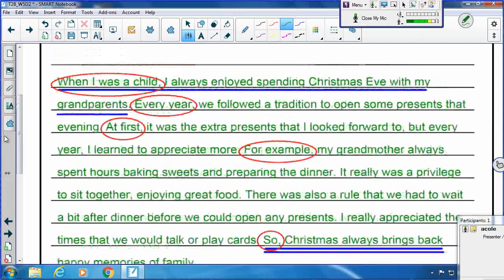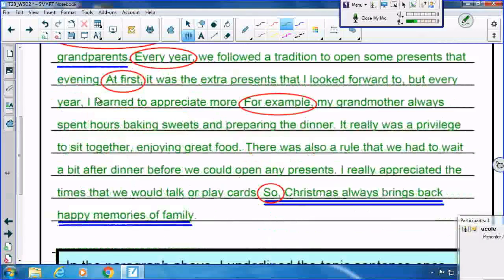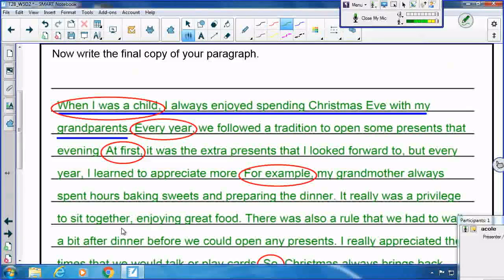I've underlined the topic sentence once, the very first sentence, right? When I was a child, I always enjoyed spending Christmas Eve with my family, with my grandparents. And I've underlined the very last sentence, the concluding sentence, twice. So, Christmas always brings back happy memories of family. Those are important sentences. You definitely need them.